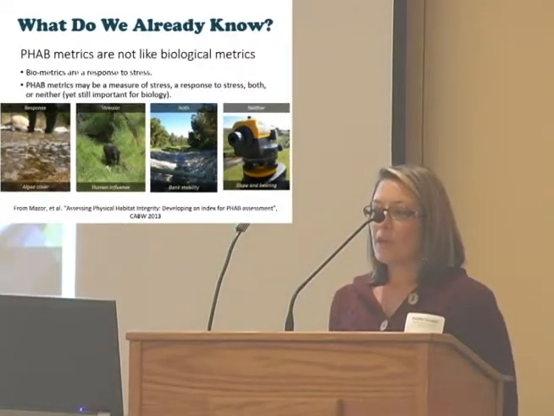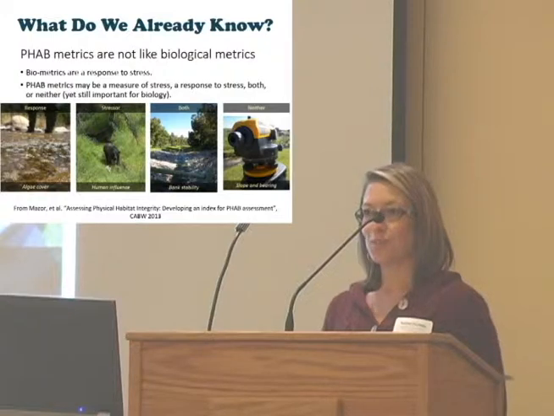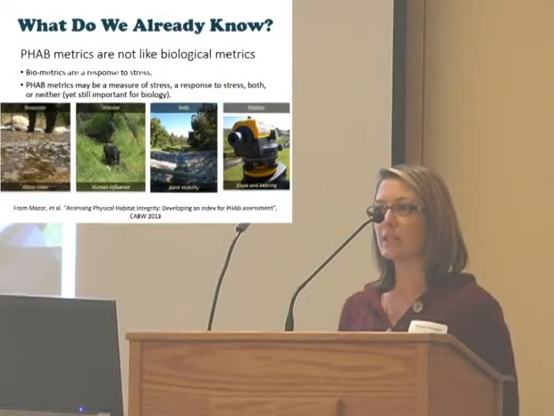So we know that PHAB metrics are not like biological metrics. Biological metrics typically are a response to stress, but PHAB metrics can either be a measure of stress, like our human influence stressor indicator. They can be a response to stress, like percent algae cover. They can be both response and a measure, like bank stability, or they can be neither, like our slope and bearing metric, but still have a pretty big influence on the biology of the system.